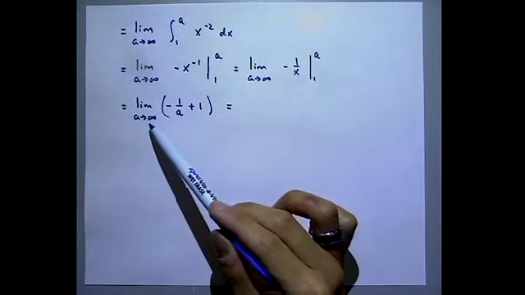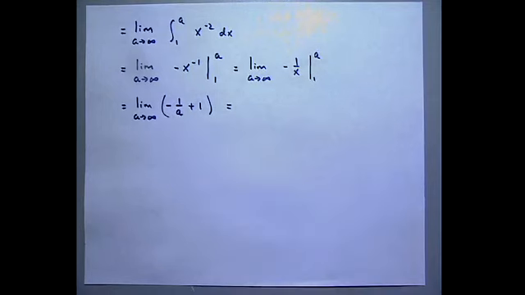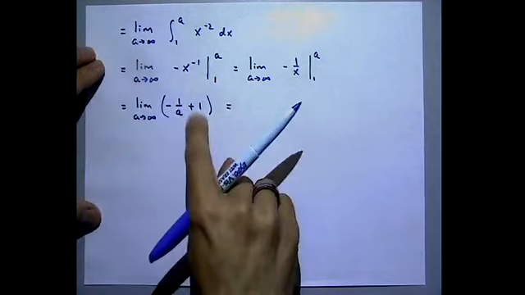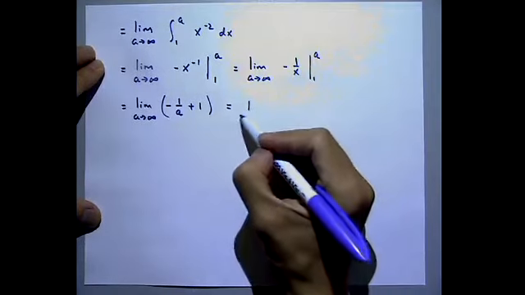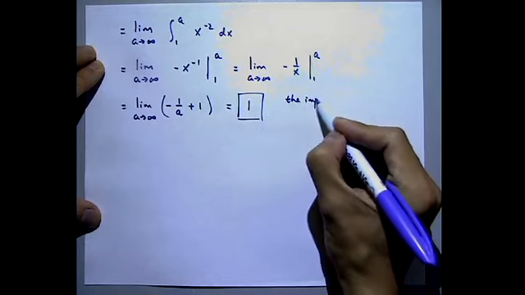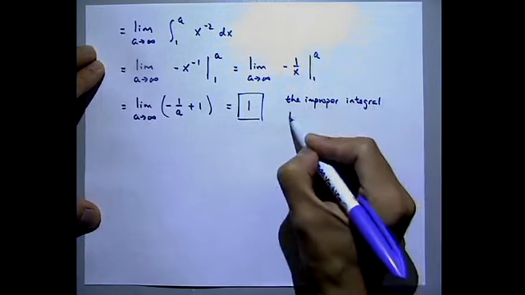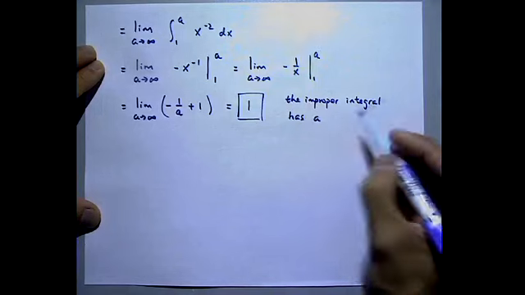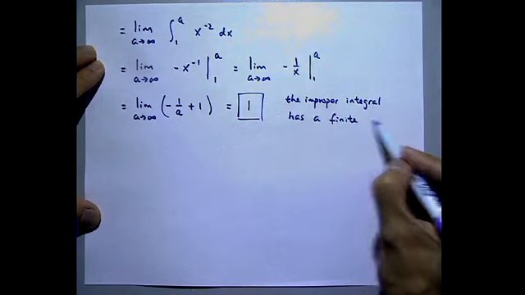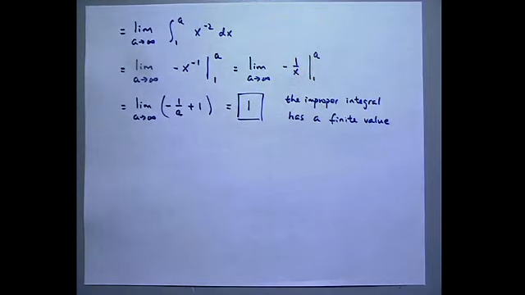And as A becomes very large, 1 over A becomes very small. Eventually, that's going to become roughly 0, or practically 0. So we end up getting a 1, right? So that's the answer here. We got a finite number out of it, even though we're taking the area under a curve to an infinitely long base.